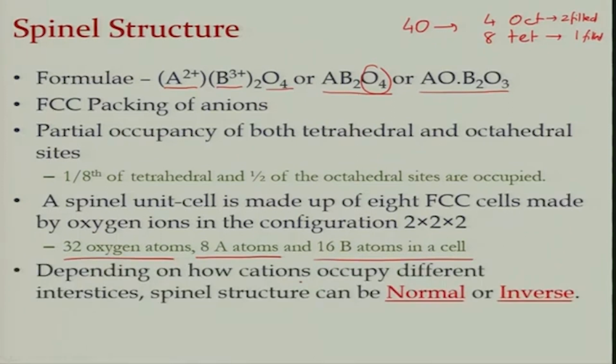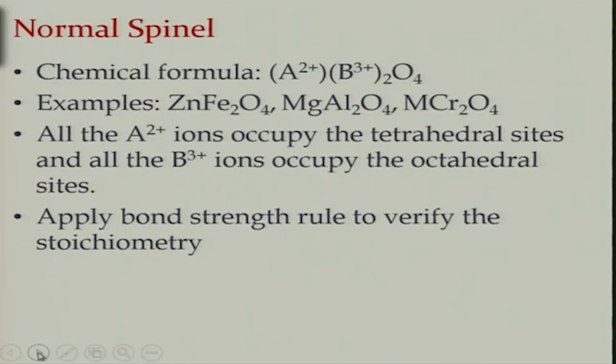And then depending upon how cations occupy different interstices, whether tetrahedral or octahedral, the structure may be called as normal or inverse, and we will look at both the examples in a short while. Normal spinel structure is, again the chemical formula is same, it is A2+ B3+ 2 atoms of B and then O4. The examples which follow this structure, among ferrites it is zinc ferrite that follows this structure, because zinc has a tendency to go to tetrahedral sites. Otherwise many ferrites follow inverse spinel structure.